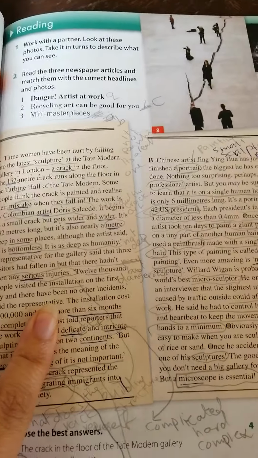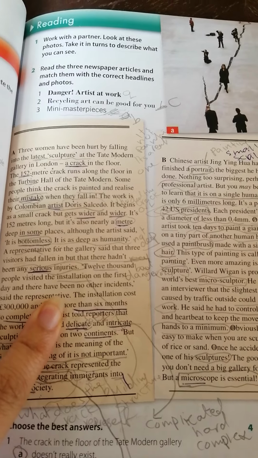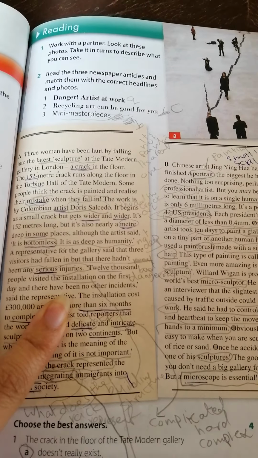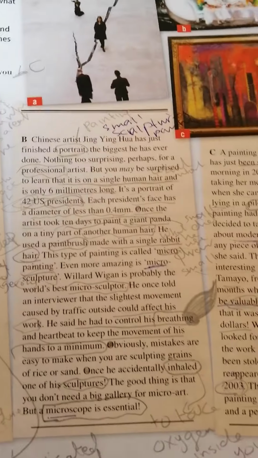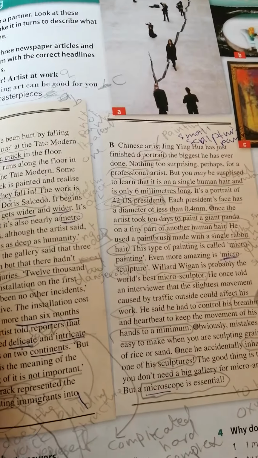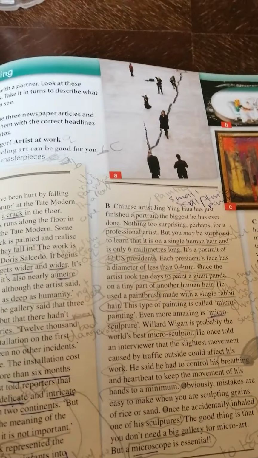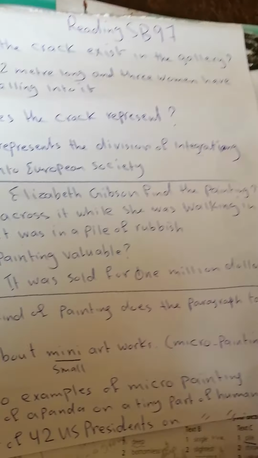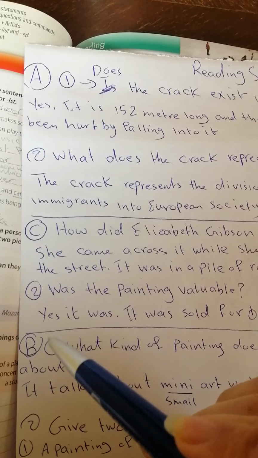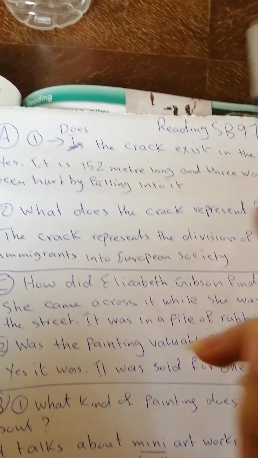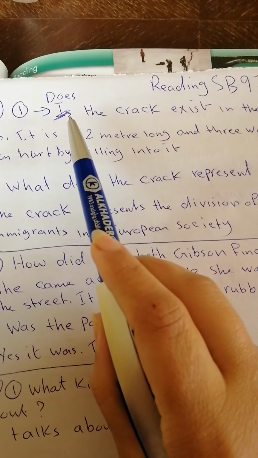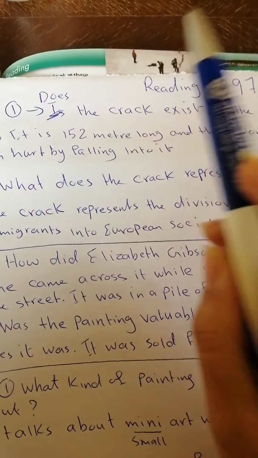Today we will continue our reading text, page 97. We discussed A and C, and now inshallah we are going to discuss B. But before we move to B, here I wrote for you some questions about paragraph A and paragraph C. Let's just look at these questions and try to answer them based on the paragraph.